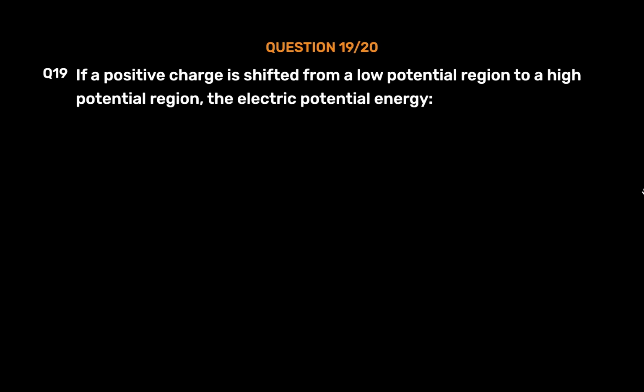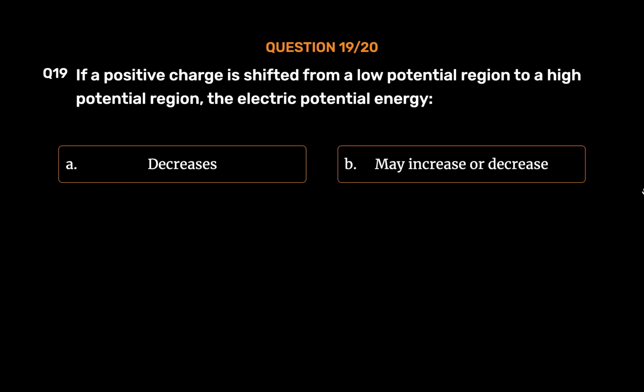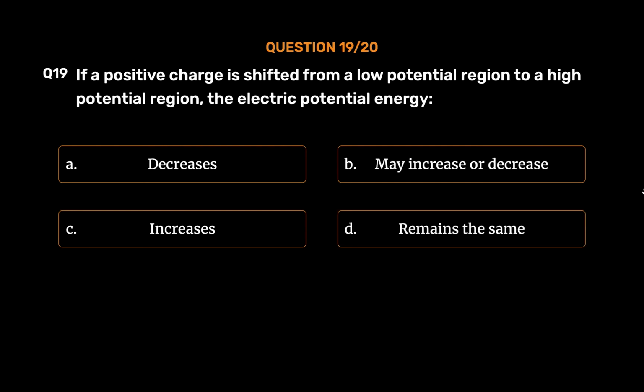Question number 19. If a positive charge is shifted from a low potential region to a high potential region, the electric potential energy. Option A, decreases. Option B, may increase or decrease. Option C, increases. Option D, remains the same. The correct answer is Option C.